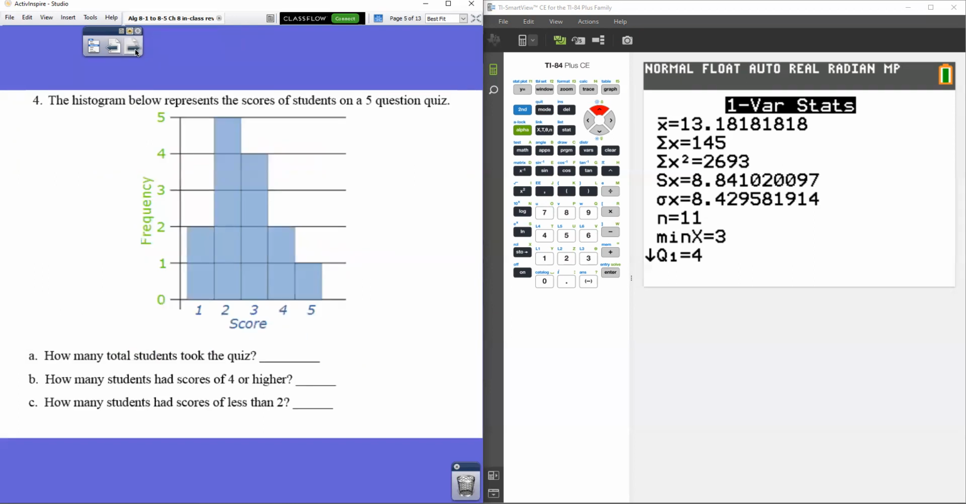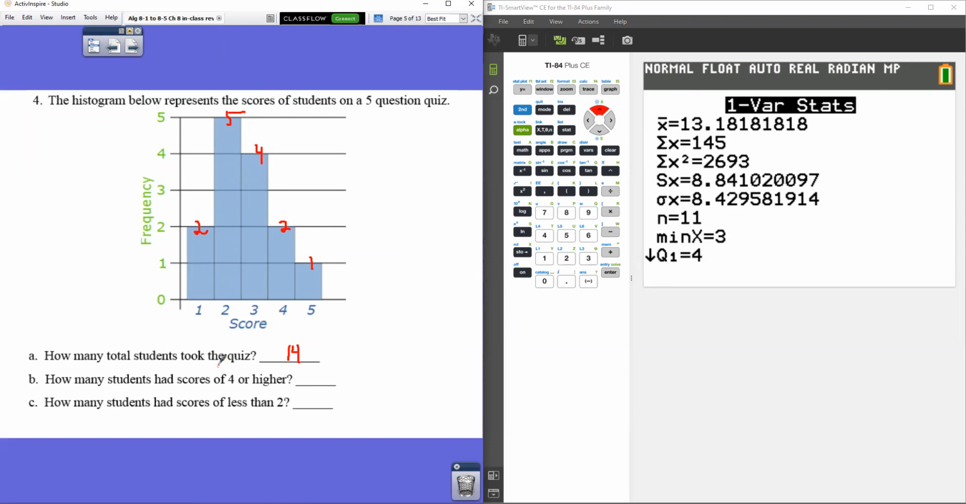Let's take a look at number 4. This has a histogram already done for you about scores of students on a quiz, so answer the 3 questions, please, about the histogram. How many total students took the quiz? Well, there are 2 students here. There are 5 students here. There are 4 here, 2 here, and 1 here. 5 plus 2 plus 4 plus 2 plus 1 means that there were 14 total.